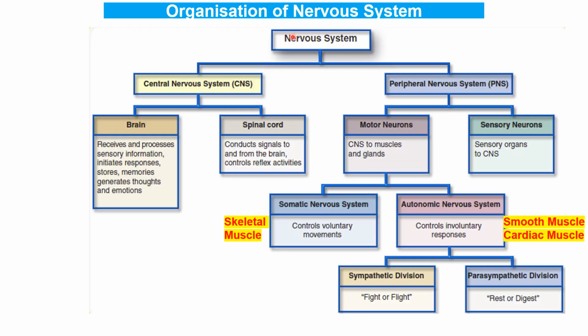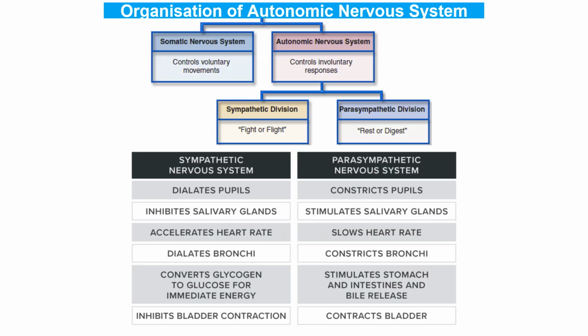If you look at the nervous system, it is split into central nervous system and peripheral nervous system. Your peripheral nervous system then splits into motor and sensory neurons, and your motor neurons split into the somatic nervous system, which controls your voluntary movements, and you'll study that when you study skeletal muscles, and the autonomic nervous system, which contains your smooth muscle and cardiac muscle. These further divide into the sympathetic nervous system and the parasympathetic nervous system. The sympathetic nervous system is responsible for your fight or flight response, and the parasympathetic nervous system allows you to rest or digest. You need to understand the difference between the two.